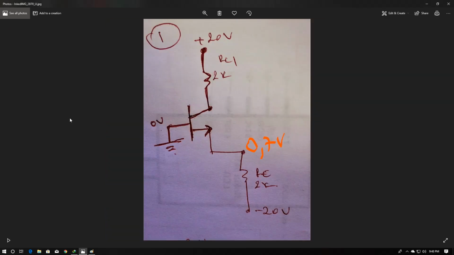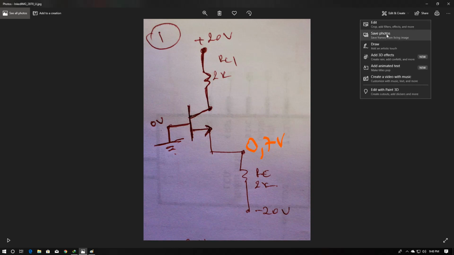Over here I had something like this, and then we found out that 0.7 volt appears over there. All right, we need 0.7 volts. It's actually not 0.7 volt, it's minus.